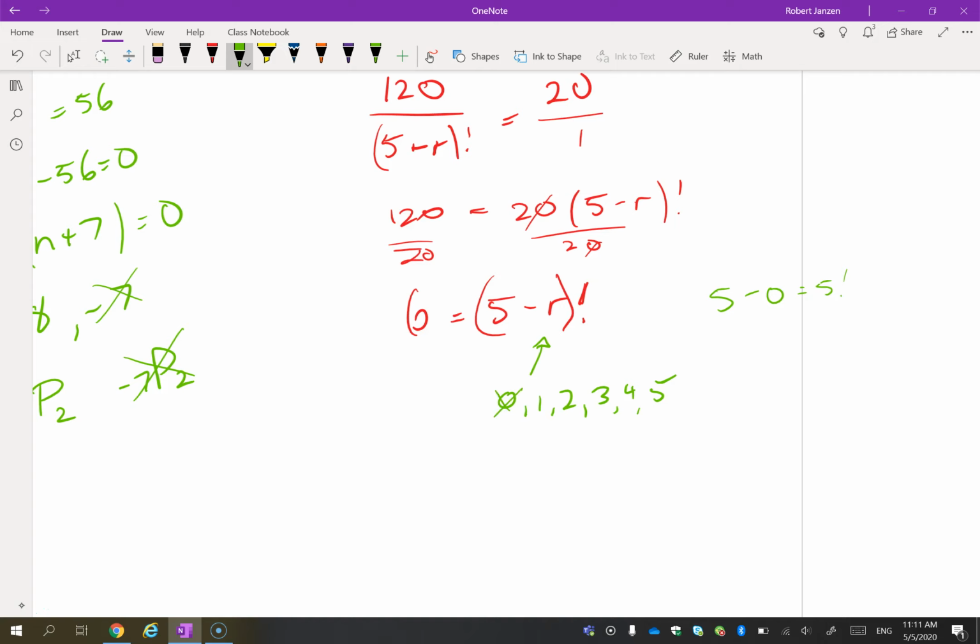No good. Okay, that means this is also no good because 5 minus 5 would give you 0. What's 0 factorial? That's 1. That's also no good. Okay, let's try 1. 5 minus 1 is 4. What's 4 factorial? That's 24. No, I want 6. That's no good. Let's try 5 minus 2. 5 minus 2 is 3 factorial. What's 3 factorial? 6. That one works. But here's an interesting thing. What's 5 minus 3? 2. 2 factorial. Oh, sorry. I'm thinking about something else. That one doesn't work. Neither does 4. So r is 2.